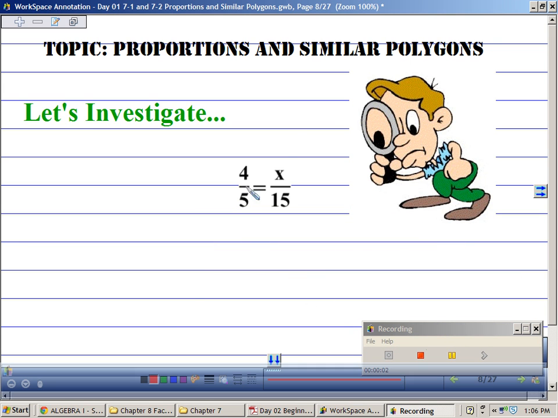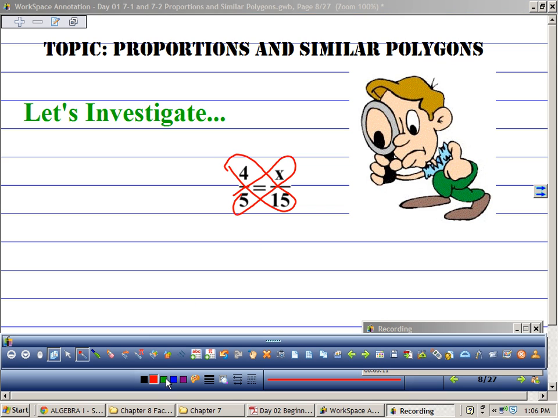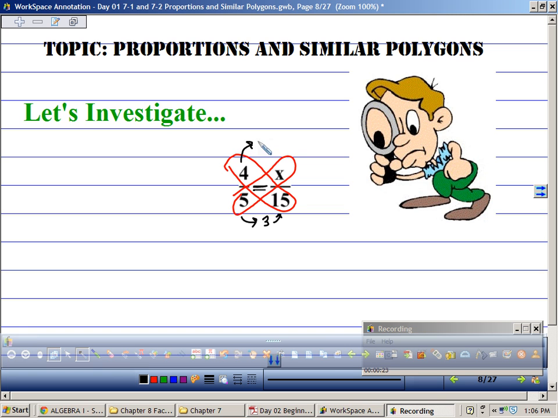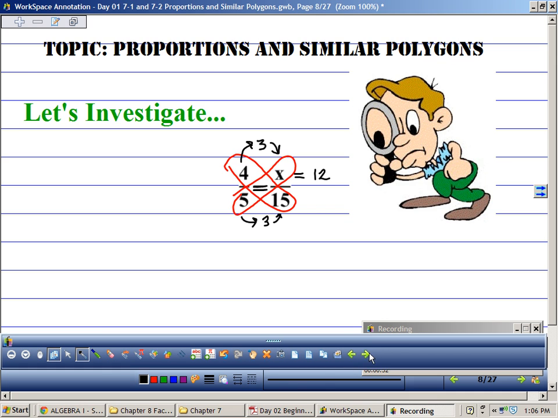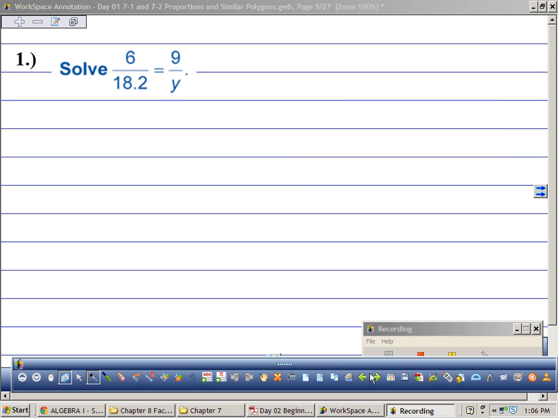Okay, so if you were told that you can cross multiply, you were told correct. But it's not always the quickest way to do things. Some of you might have seen the fact that if I multiply 5 times 3, I can get 15. That means, since we have an equal sign here, 4 times 3 makes 12. Everybody agree? I agree. Write down this one.